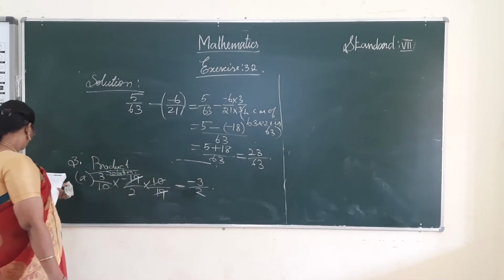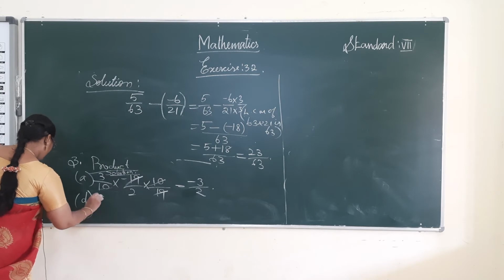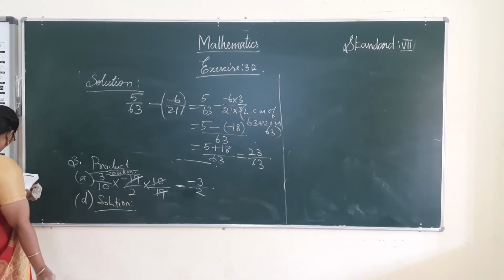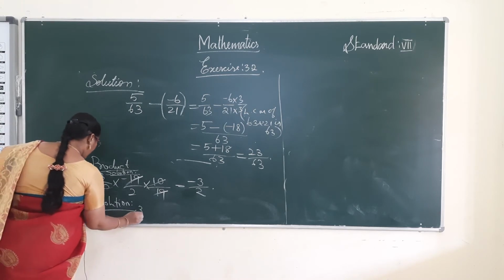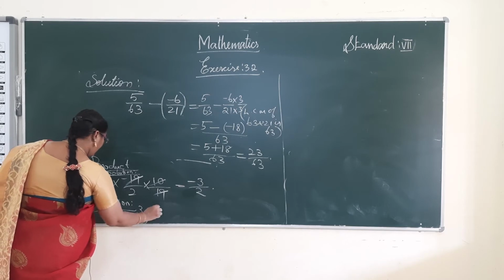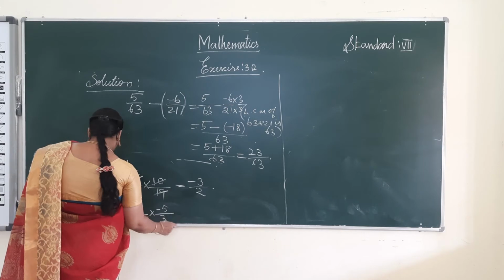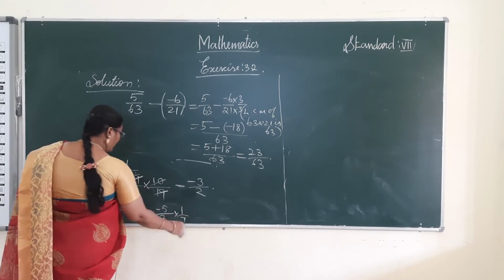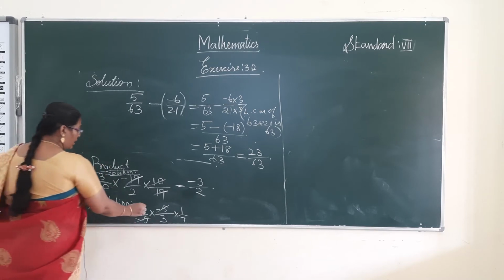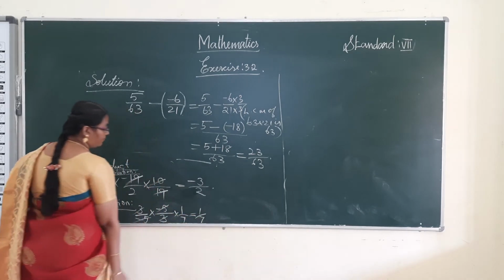That's it. Next, the D problem: 3 by minus 5. If you can cancel any value in numerator and denominator, cancel directly. After that you can easily multiply the numerators and denominators. Here also the minus 5 will be cancelled. Here 3 and 3 will be cancelled. We get the answer 1 by 7.